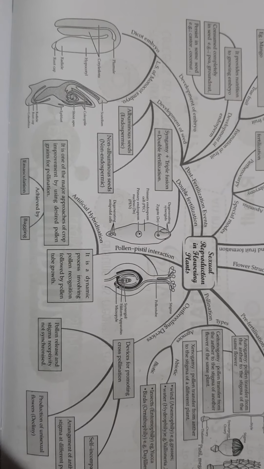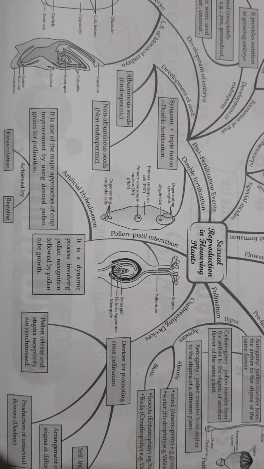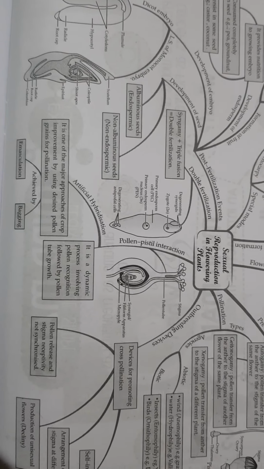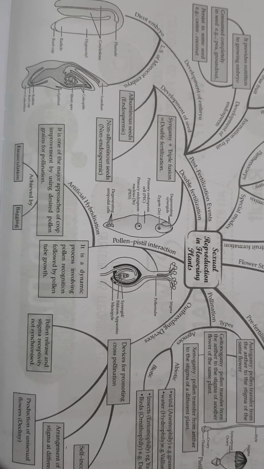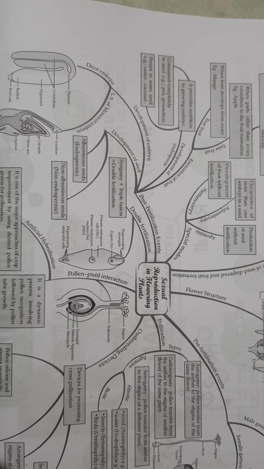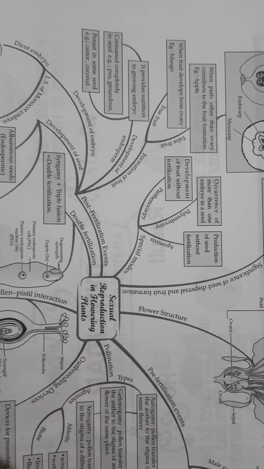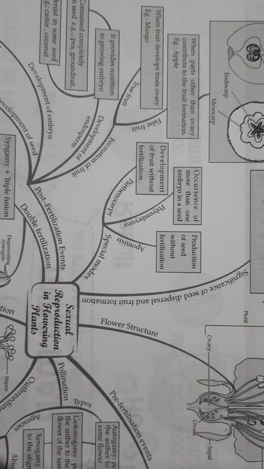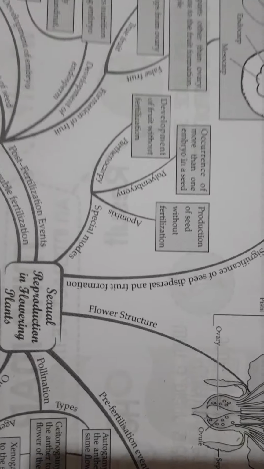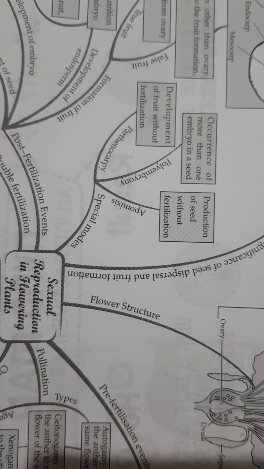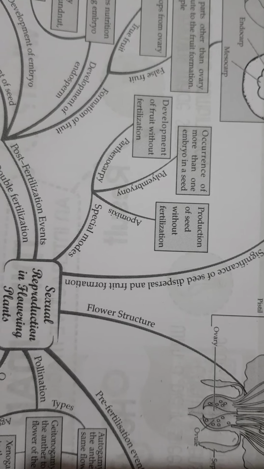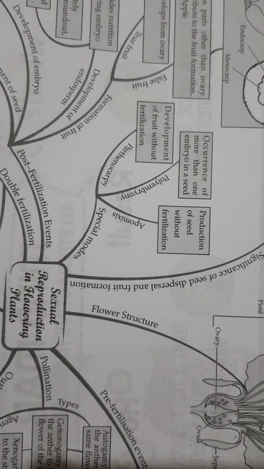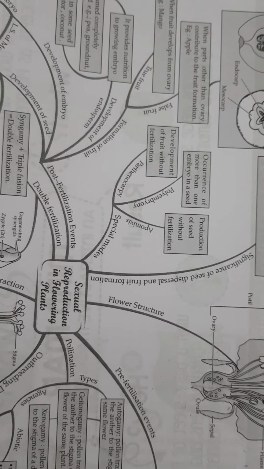Then let us understand pollen-pistil interaction. In this, the pollen release and stigma receptivity have to be synchronized with each other. Let us talk about some special modes of sexual reproduction. It can be parthenocarpy, which is development of fruit without fertilization. Polyembryony, where more than one embryo is produced. And apomixis is production of seed without any fertilization.